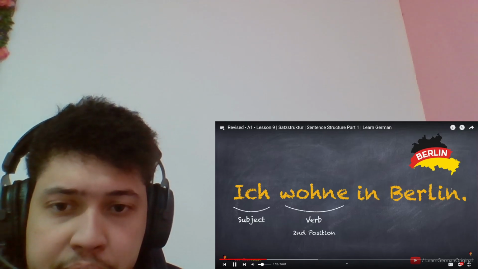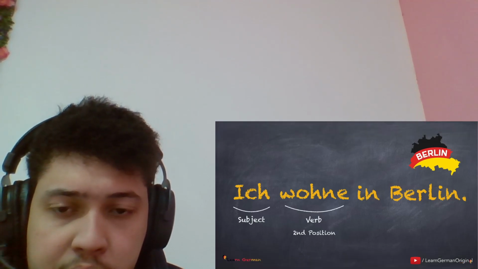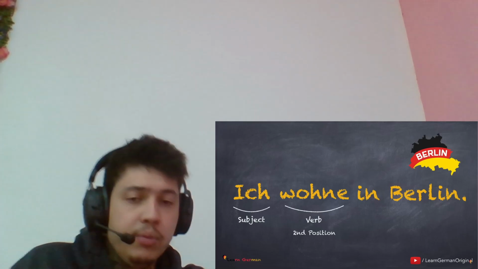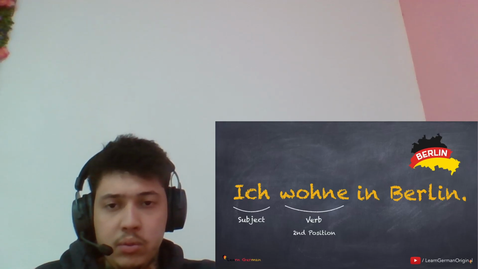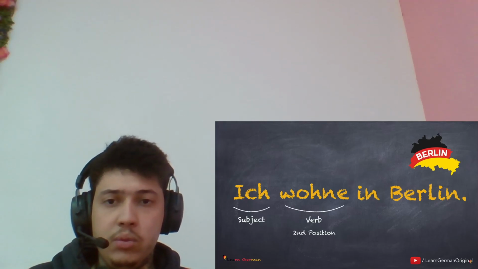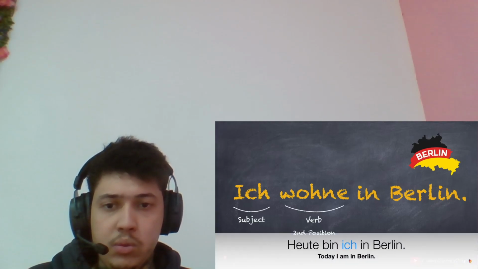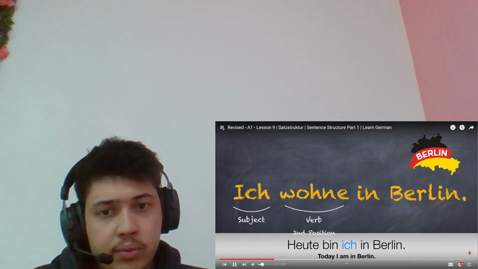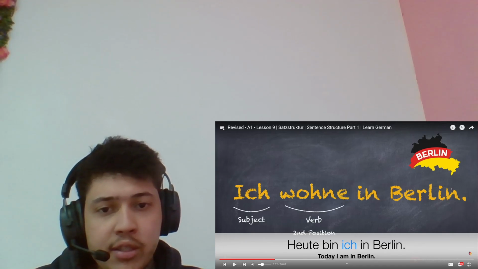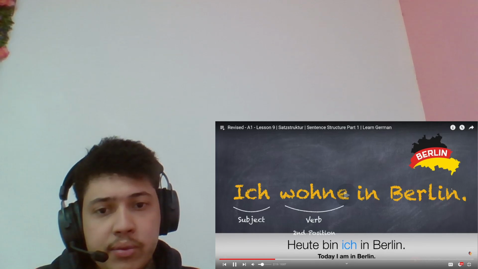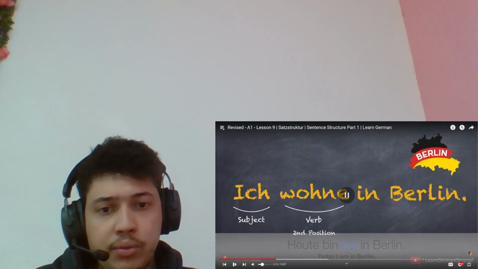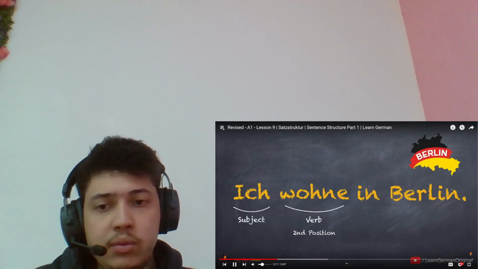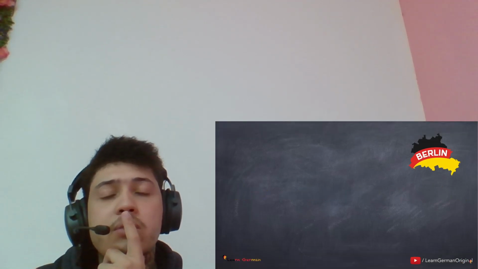A basic rule of sentence formation in German is that the verb is in the second position. The subject is placed either on the right or on the left of the verb. For example, in the sentence, Heute bin ich in Berlin, ich is placed after the verb. Ich is the subject. The verb stays in the second position. There are a few exceptions to it though, which we'll be learning later.